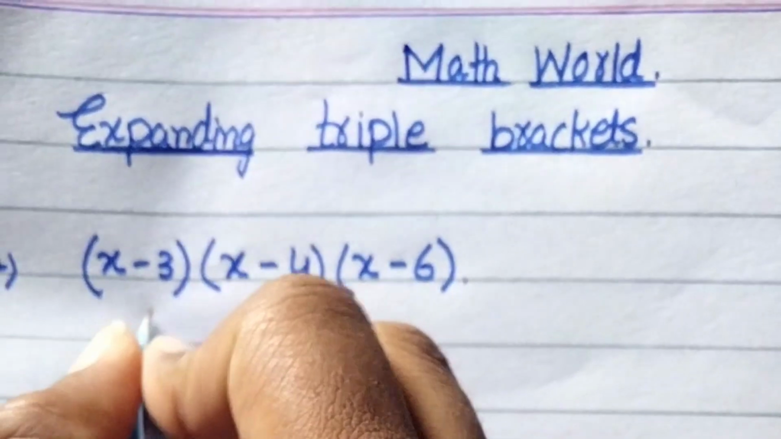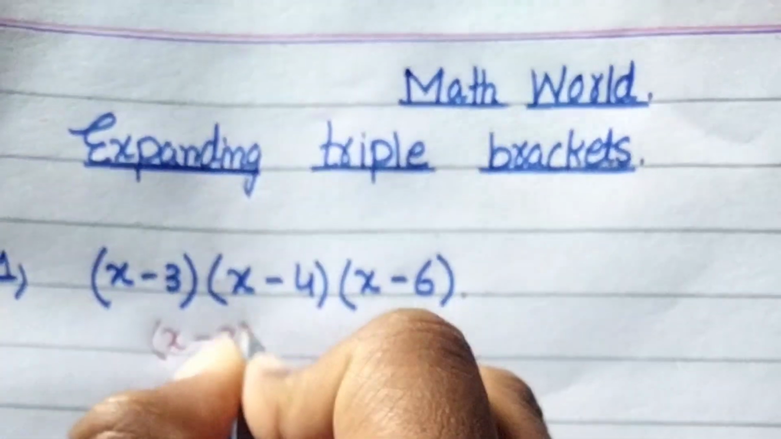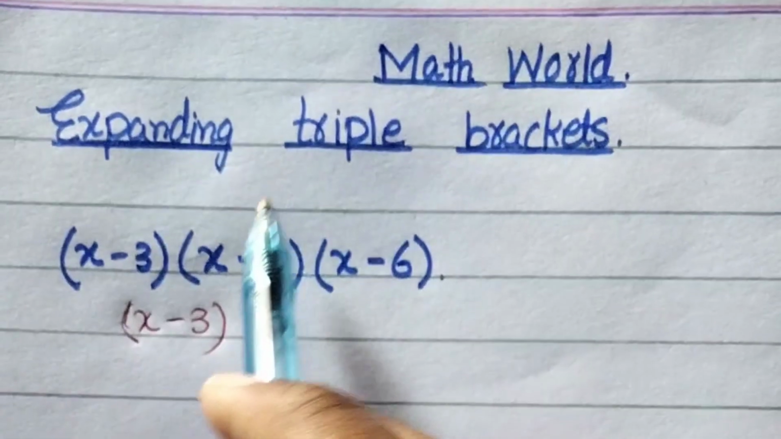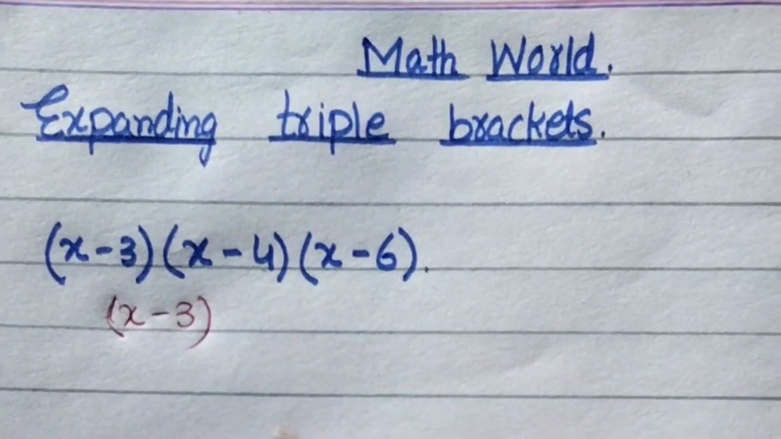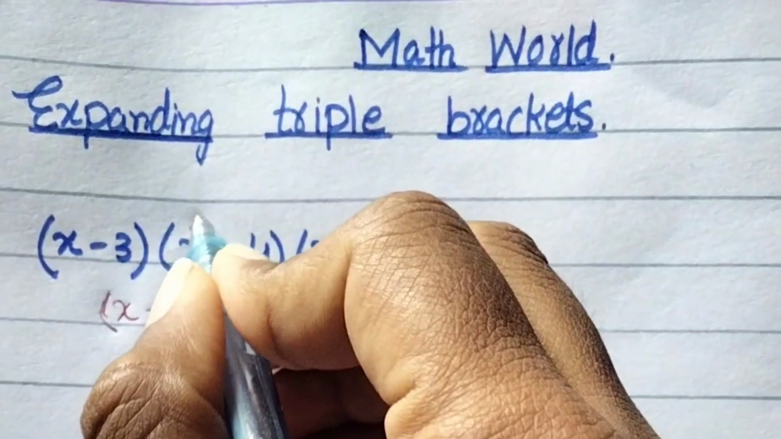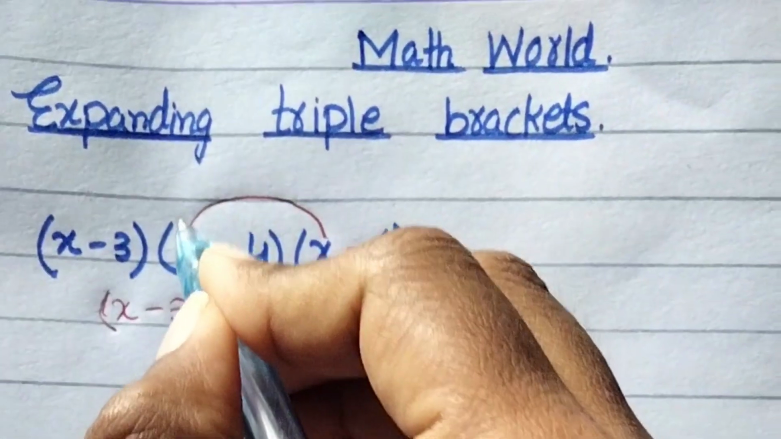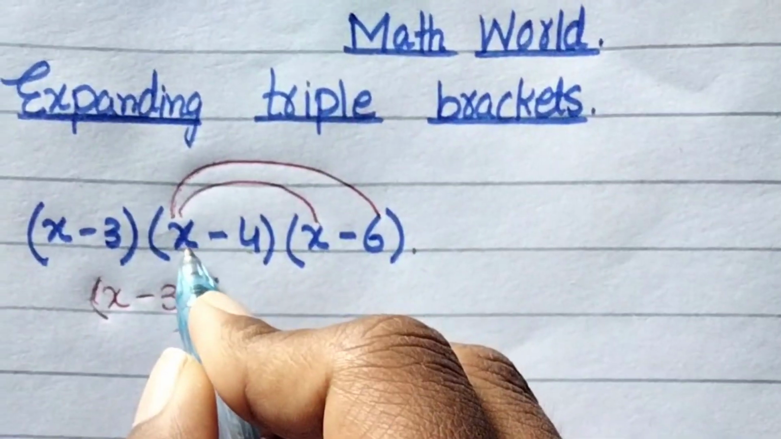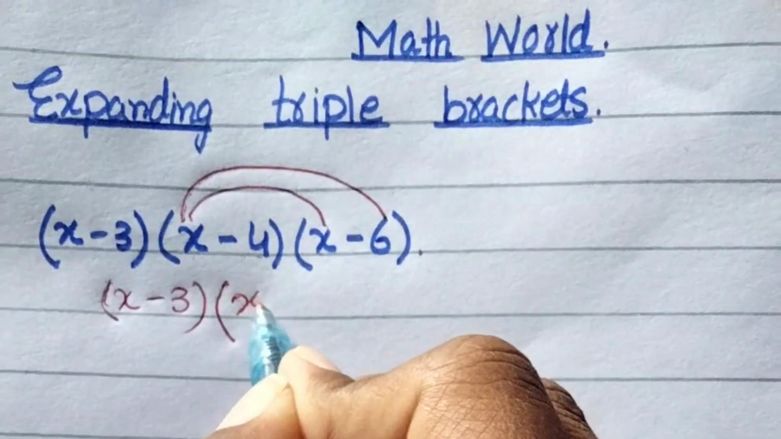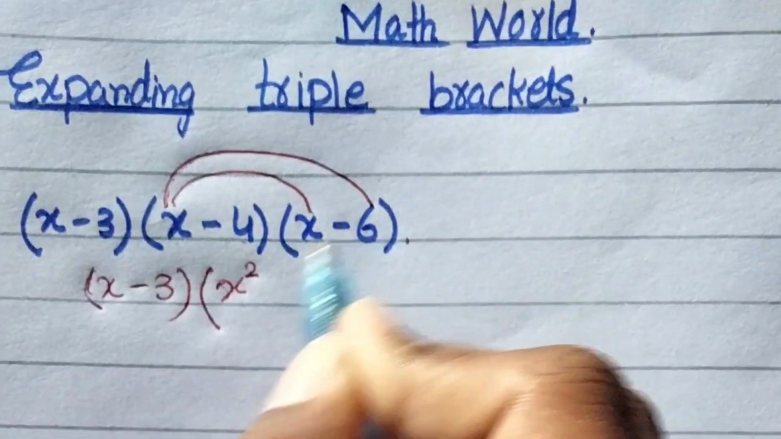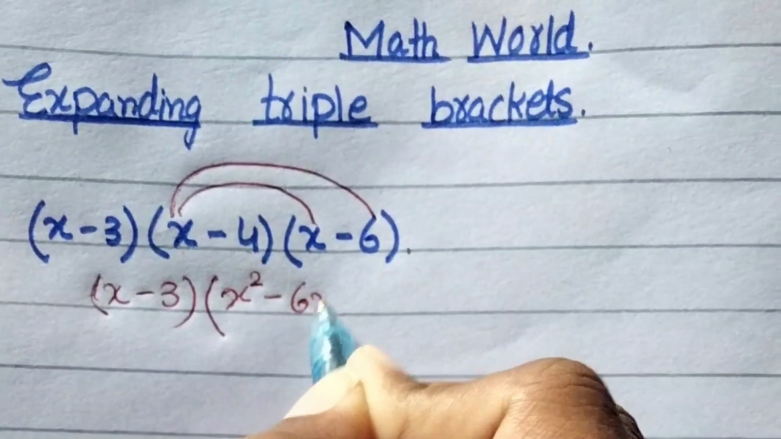Firstly we will write x - 3 as it is and solve these two brackets, (x - 4)(x - 6). In the first step you will multiply x with x and then x with -6. If I multiply x with x, that will be x², and x with -6 will be -6x.